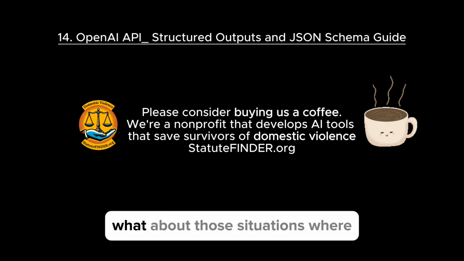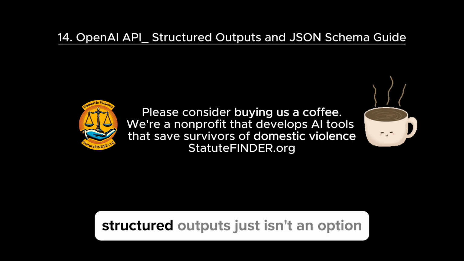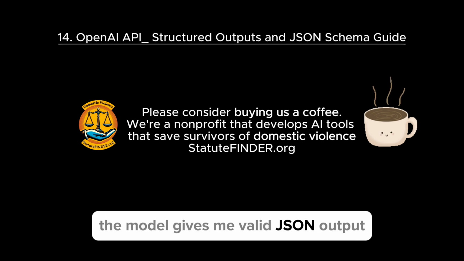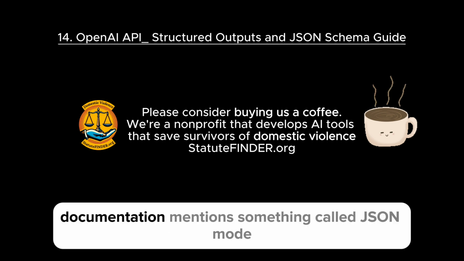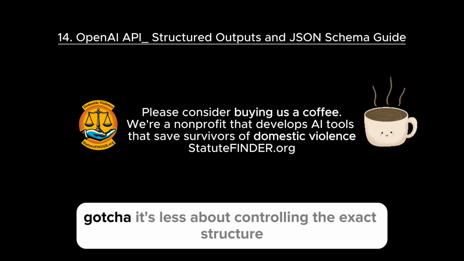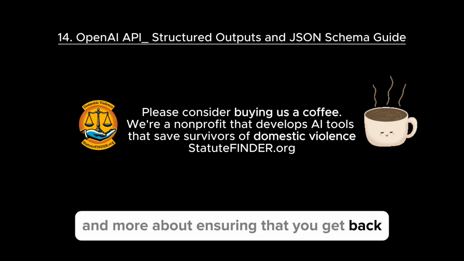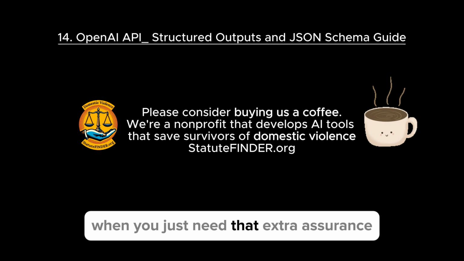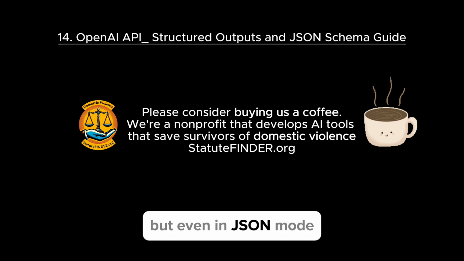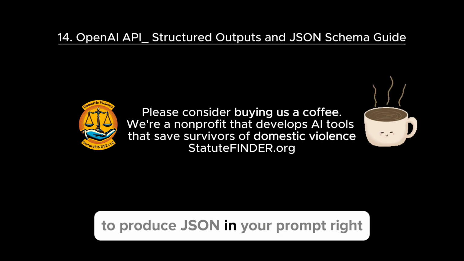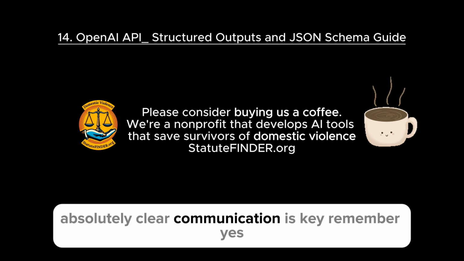That makes sense. What about those situations where structured outputs just isn't an option? Is there any other way to make sure the model gives me valid JSON output? There is. The OpenAI documentation mentions something called JSON mode, which acts as a fallback when you can't use a full schema. Gotcha. It's less about controlling the exact structure and more about ensuring that you get back valid JSON data that you can actually work with. So it's like a good backup plan when you just need that extra assurance. But even in JSON mode, it's still crucial to explicitly tell the model to produce JSON in your prompt, right? Absolutely. Clear communication is key, remember.